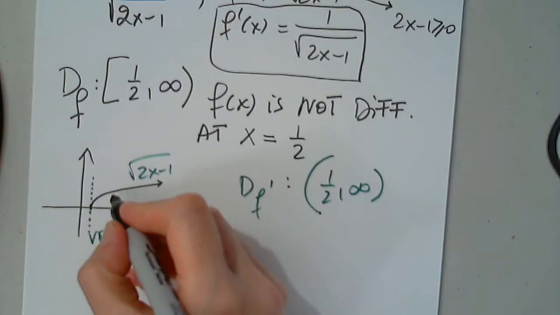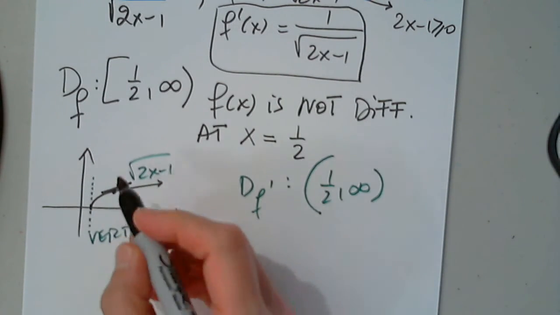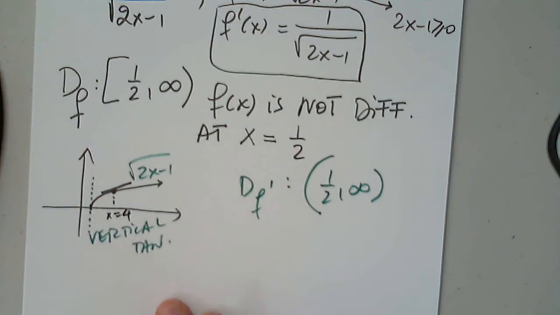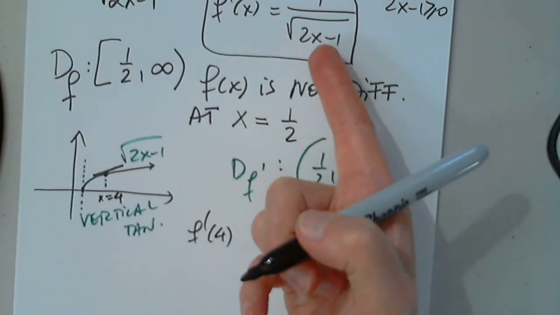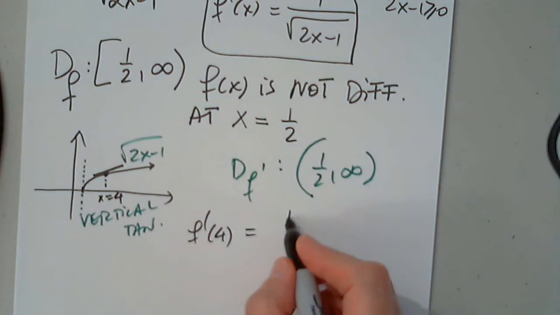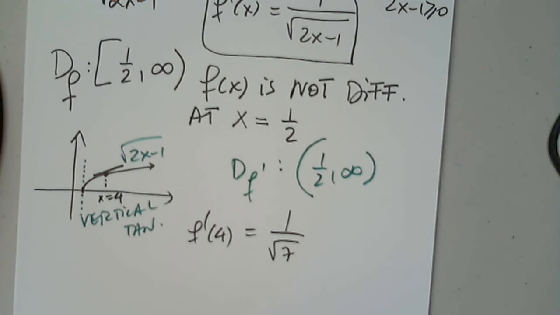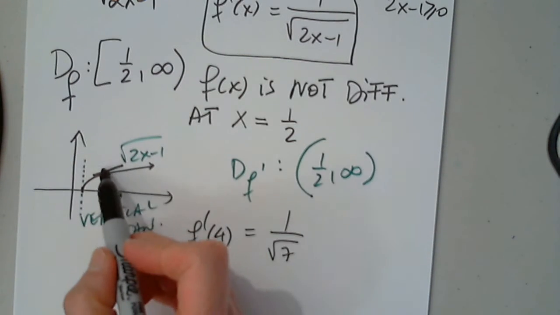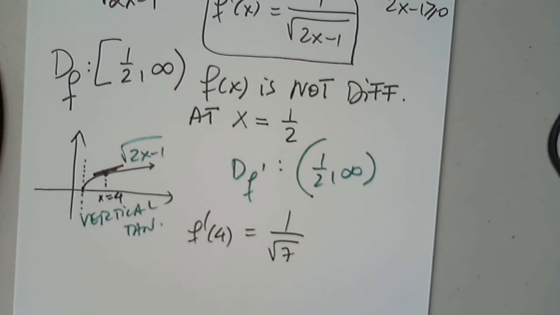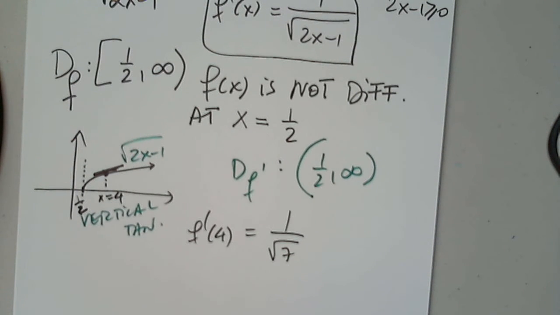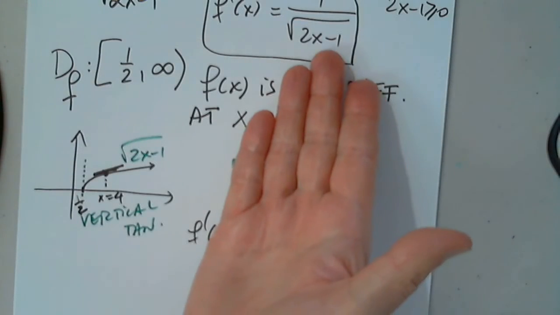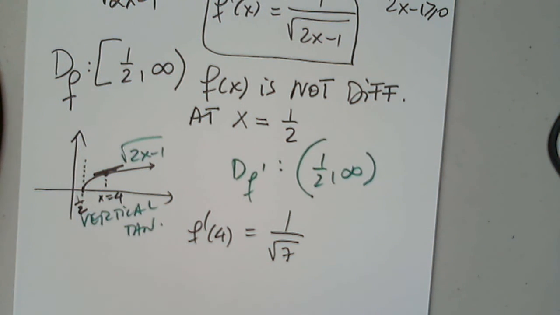If you ask me what is the rate of change of this function here, let's say for x equals 4, oh, I can. F prime of 4 is 4 times 2 is 8, 8 minus 1 is 7, so it's 1 over the square root of 7, which is the same as the slope of this line and the instantaneous rate of change at 4. But if you say find it at 1/2, I can't. I'll say sorry. Good, enough of that.